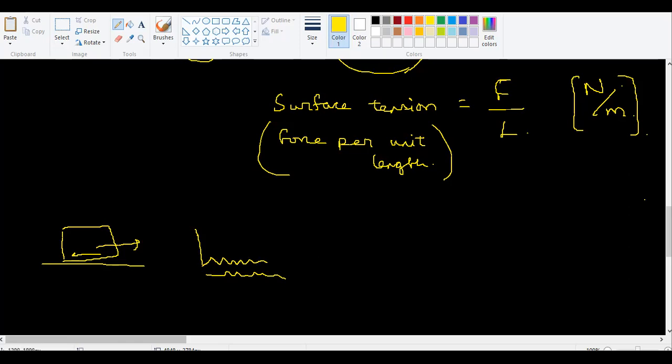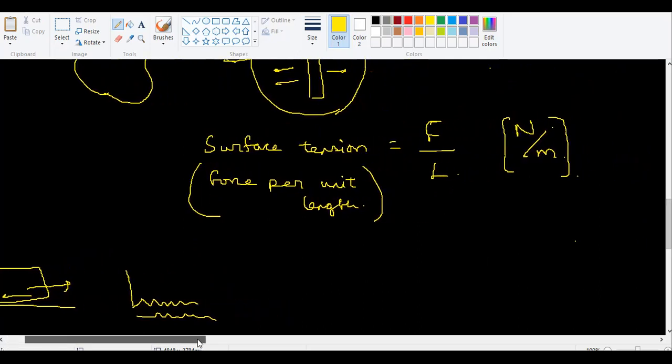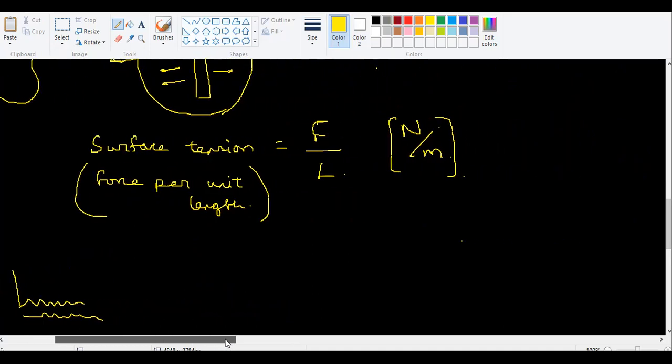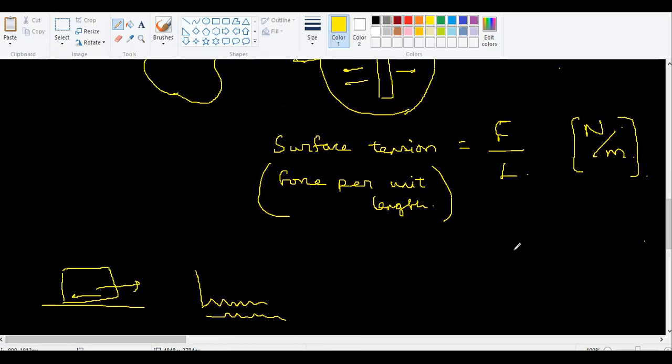So similarly, if I ask you what is the reason for surface tension, the answer for that is, again, we have to go to the microscopic level. So the answer given here is intermolecular forces of attraction. Okay, so let's try to understand what that means.